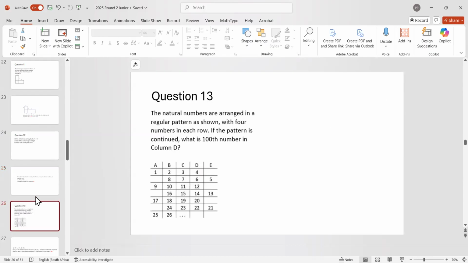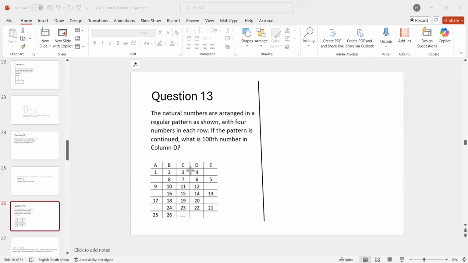Question 13 says here that the natural numbers are arranged in a regular pattern as shown. So you can see the pattern there. You can see you're counting 1, 2, 3, 4, and then you go across like this, 5, 6, 7, 8. You go across like that, 9, 10, 11, 12. And then you come down, 12, and then you go across 13 and so on. Now they want to know, if the pattern is continued, what is the 100th number in column D? So you need to focus your attention on column D.